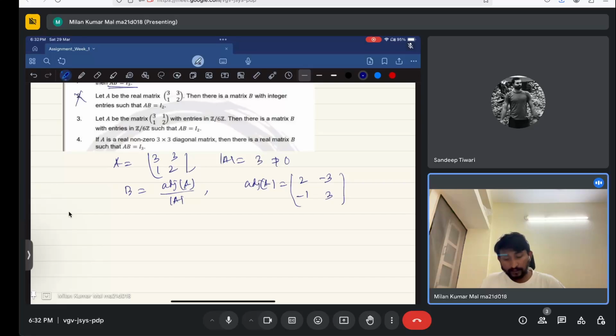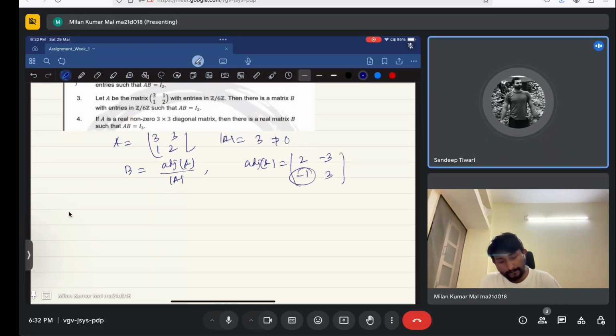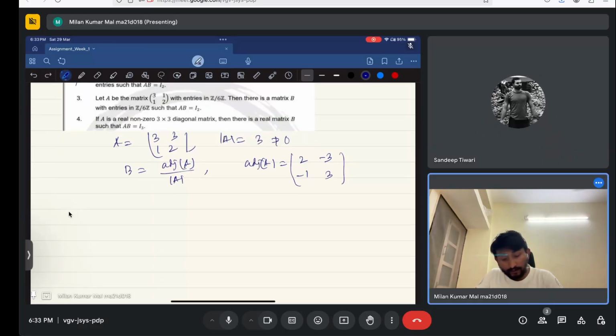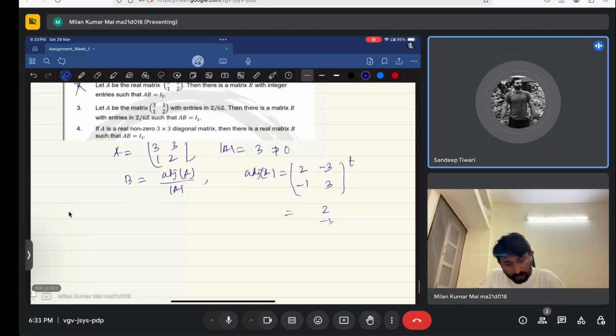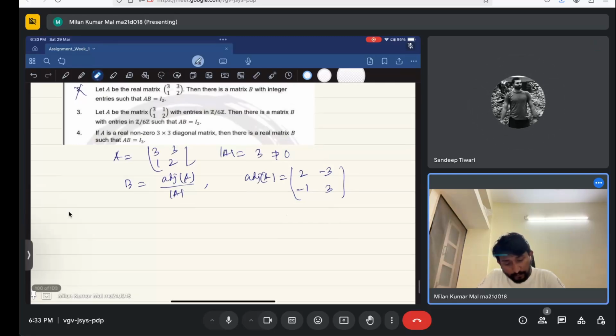Actually, the problem is that for a 2 by 2 matrix, minus 1, you have to insert. This is the transpose of the adjoint of A. Oh, I have not taken the transpose? It is already transposed. So I have taken the transpose that way.